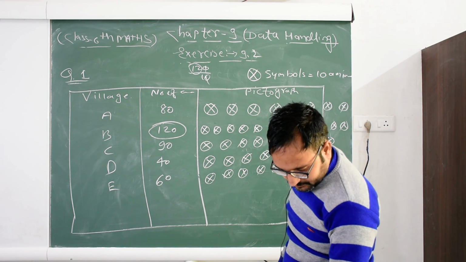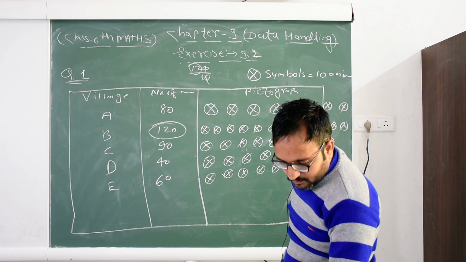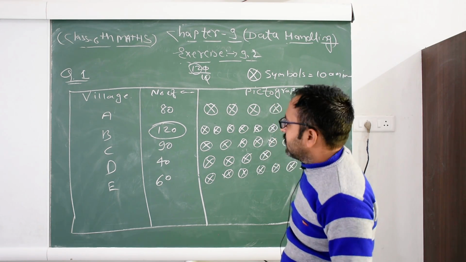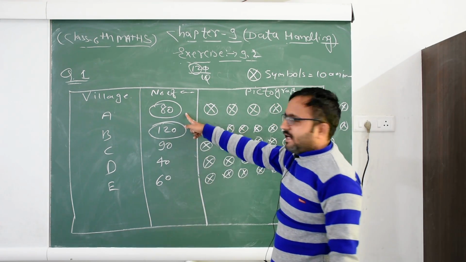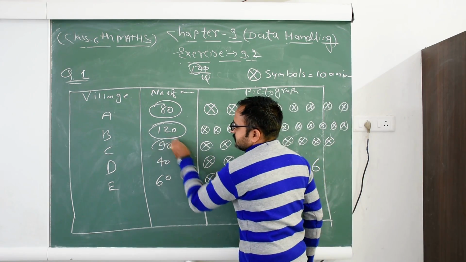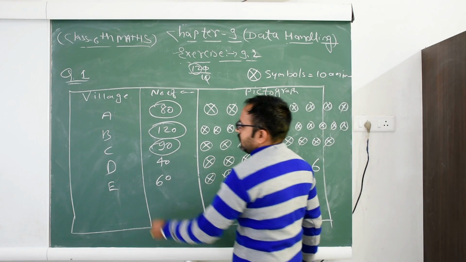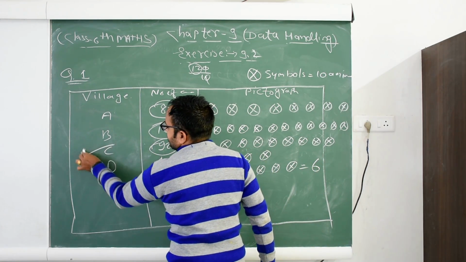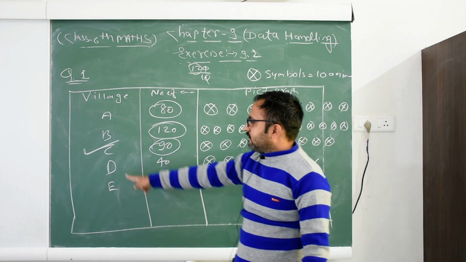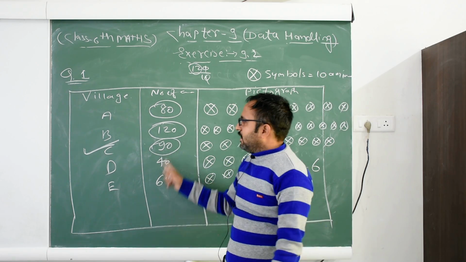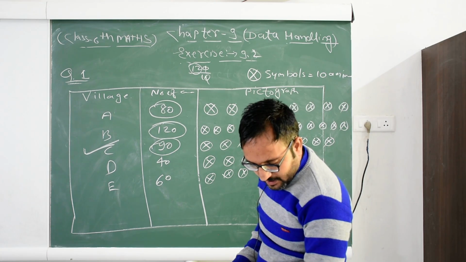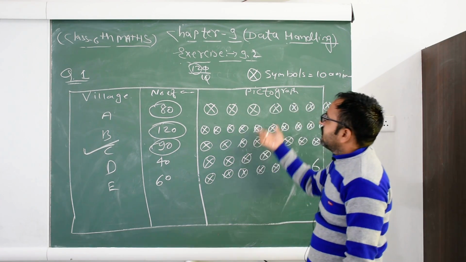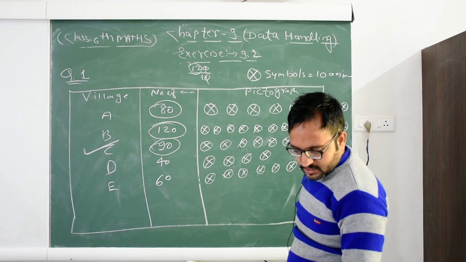Now which village has more animals, village A or C? Village A has 80 and village C has 90. So your answer will be C, because village C has 90 animals and village A has 80 animals. So this is your question number first.